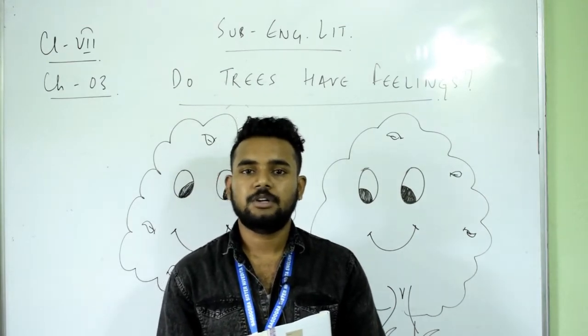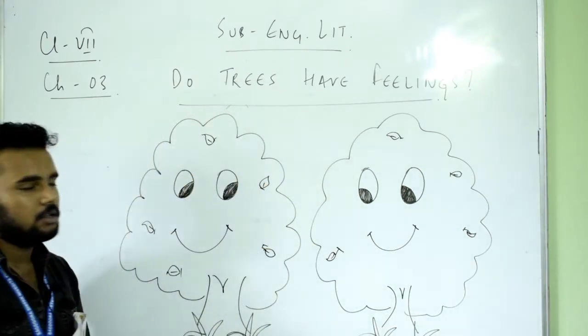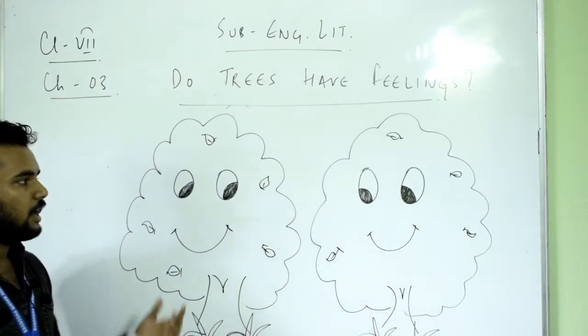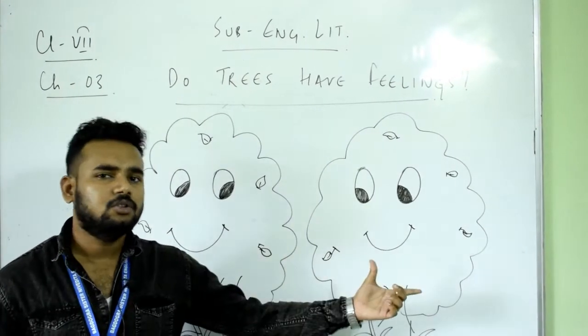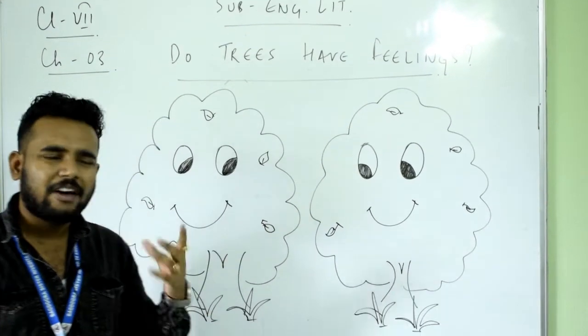So the name of the chapter is Do Trees Have Feelings? As you can see on the board, there are two trees. With this you can understand that I have given these trees human attributes, like the trees are smiling. Do they do so? That we are going to understand in this chapter. Do they have feelings?